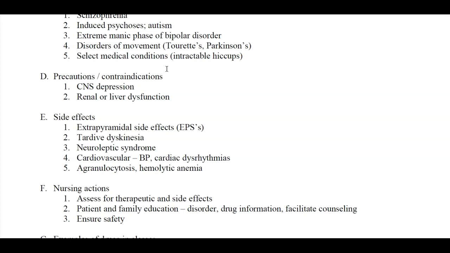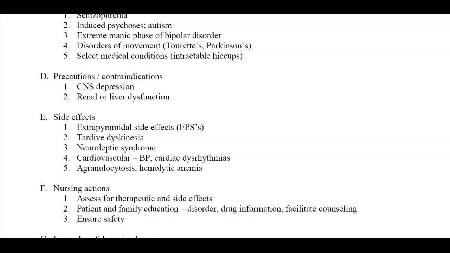agranulocytosis, and hemolytic anemia. Extrapyramidal side effects affect the pyramidal portions of the brain, so the symptoms include various motion disorders such as tremors and muscle twitching. So as mentioned earlier, a type of extrapyramidal side effect is tardive dyskinesia. Tardive dyskinesia is an abnormal involuntary movement of some muscles causing muscle tension, or repetitive involuntary movements of usually voluntary muscles.